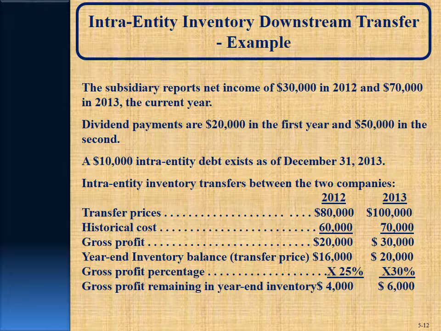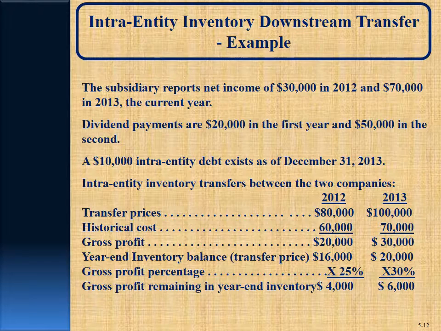And here are the inventory transfers between the two companies, assuming a downstream sale, the parent sold to the subsidiary. During 2012, the parent sold, charging the subsidiary $80,000, but the inventory had a cost of $60,000. So their gross profit was $20,000. The year-end inventory balance, the amount remaining, is $16,000. So the gross profit percentage applied gives unrealized profit of $4,000.